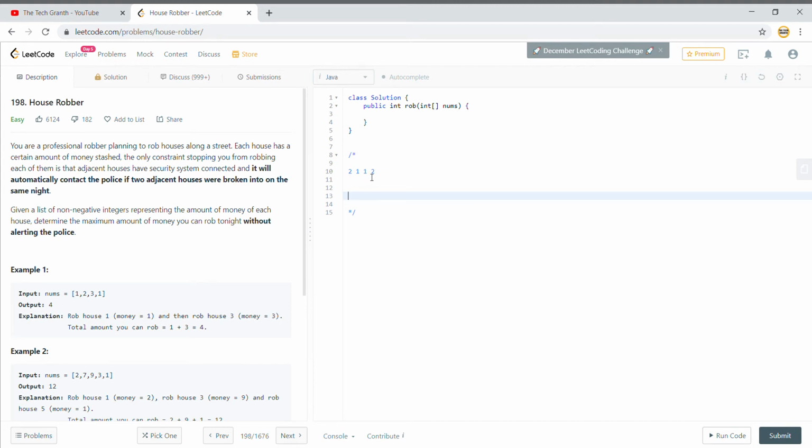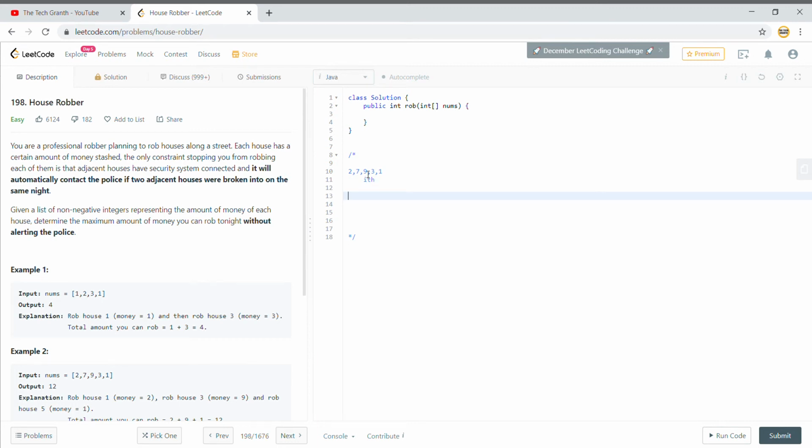Let us take a bigger example, maybe something like this. Suppose I am at this position, which I call the ith position. At the ith position, I have two options: either I rob this house, or I do not rob this house.